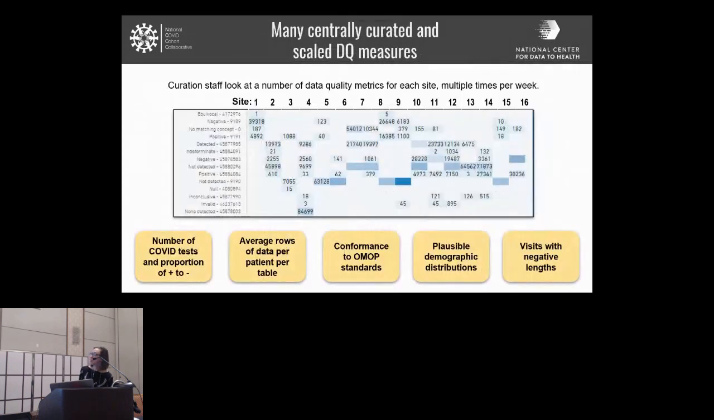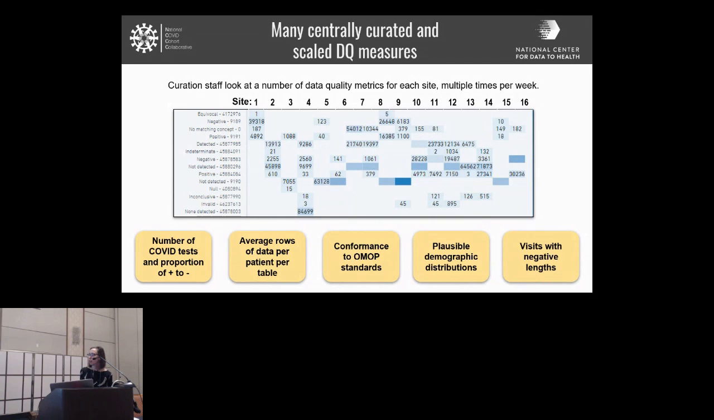So this is an example of just what that looks like for centrally curated and scaled data quality measures. So on the left are a bunch of different ways that individual institutions code for a positive or negative COVID test. And these are just 16 of the sites, and you can kind of see some numbers showing differences across the sites. And so we need to be able to harmonize who's got a positive COVID test. What does that mean? What is the definition of positive COVID test? And we can look at things across sites and across time to look for issues in the data.